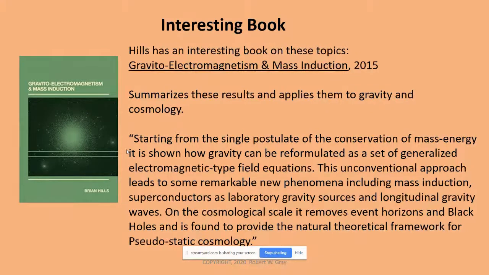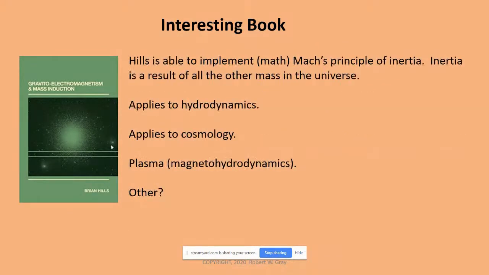for pseudostatic cosmology. And so in that book, he's applying what I've presented before based on that Heras paper and Jefimenko's retardation of fields and potentials. He is also able to implement, that is, put into the math, a derivation of Mach's principle of inertia. So inertia is the result of all the other mass in the universe. Mach did not write that mathematically. He just kind of stated that as a possibility.